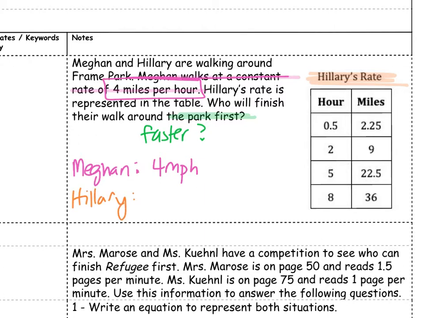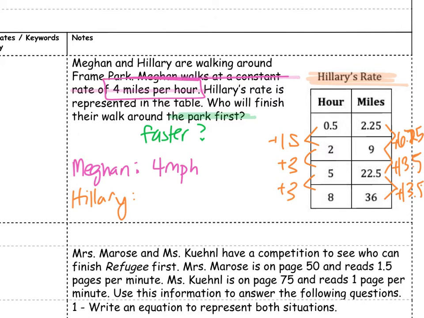We can look at the table and find our rate or our slope. To go from 2.25 to 9, that's adding 6.75. To go from 9 to 22.5, we're adding 13.5. And to go from 22.5 to 36, we're adding 13.5. Then looking at the hours, or the x values, we add 1.5, add 3, and add 3.